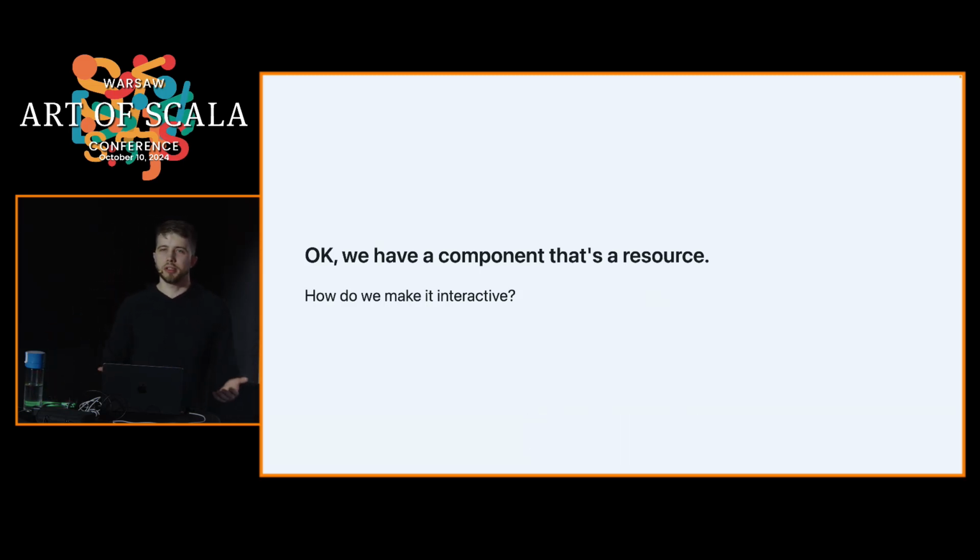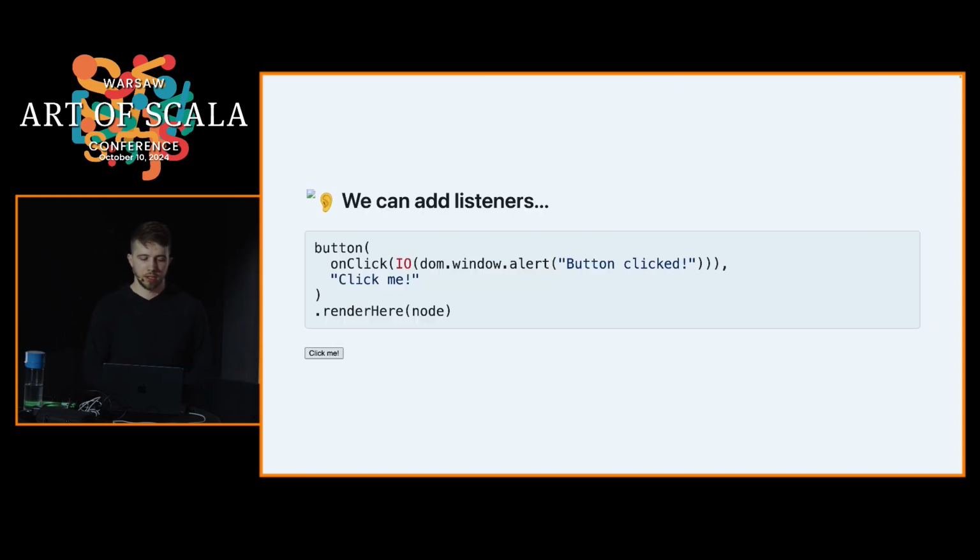So what? How do we make it interactive? That's the important part. That's what we need from our application. So yeah, all the emojis are going to be like this. I'm sorry, it's just internet connection. We can add listeners to our elements. For example, to a button, we can add an on-click listener, and this takes an I/O. Of course, it does. It doesn't take just a side effectful function. We're in the functional programming world, right?